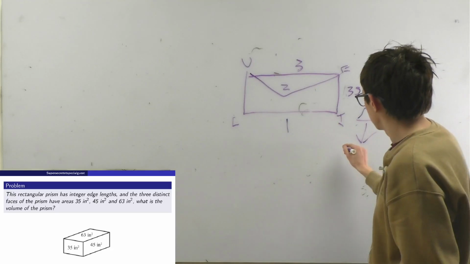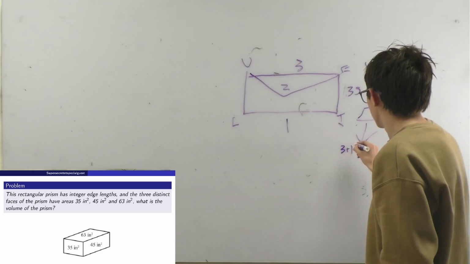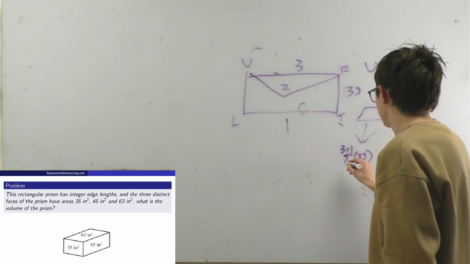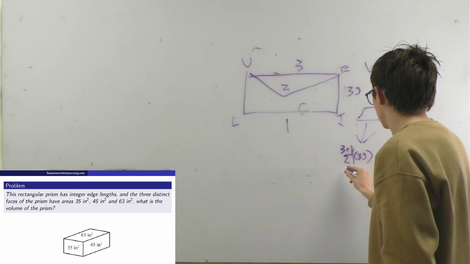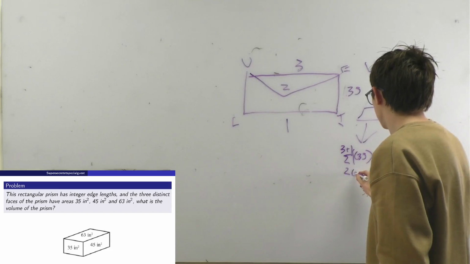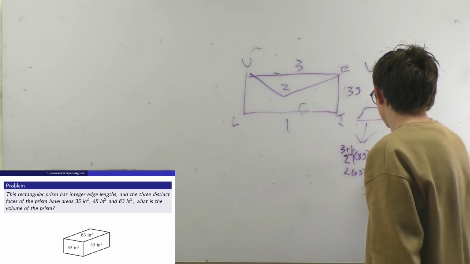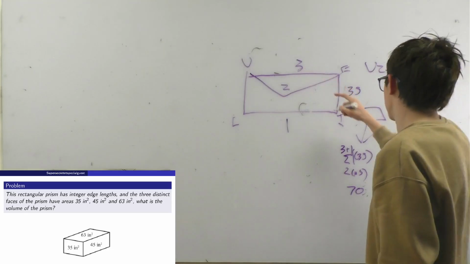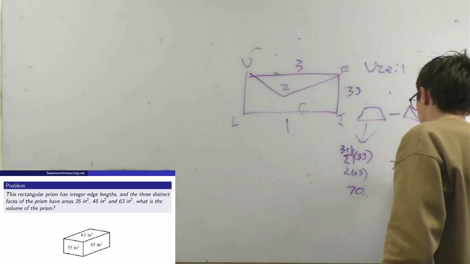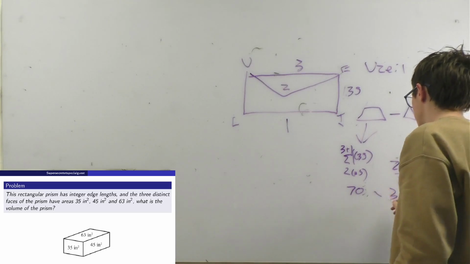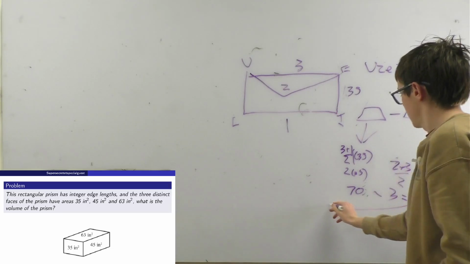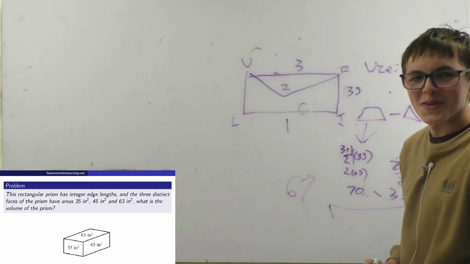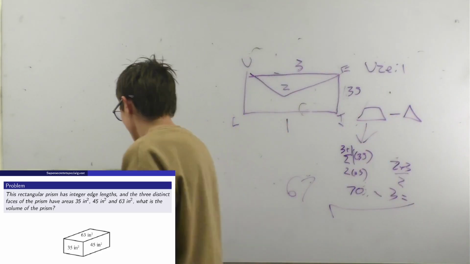Pentagon, it is 3 plus 1 divided by 2 times 35. This is 2 times 35, 70. Minus the triangle, 2 times 3 over 2, 3. 70 minus 3 equals 67. Yes. And that's the answer.